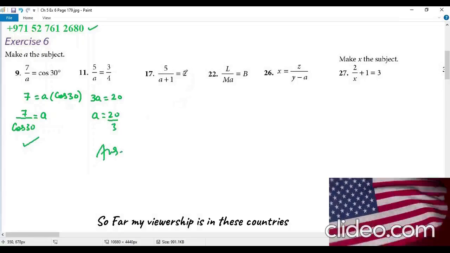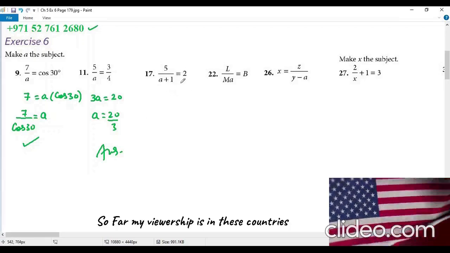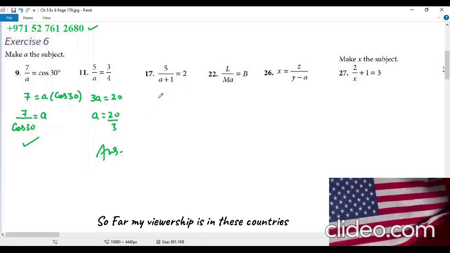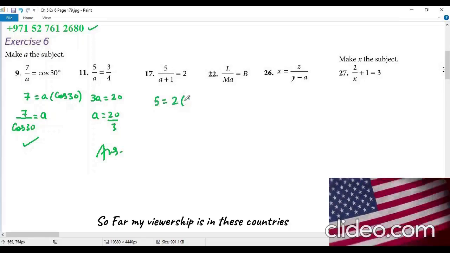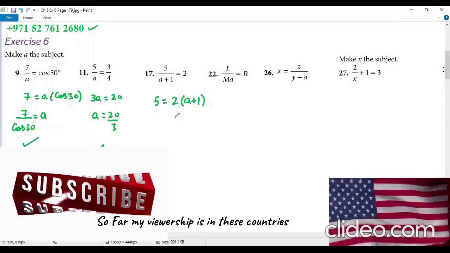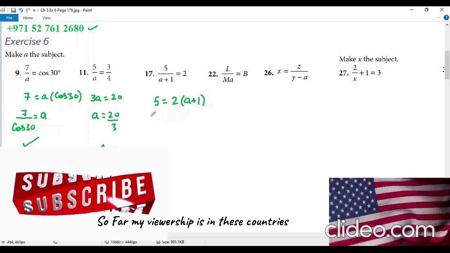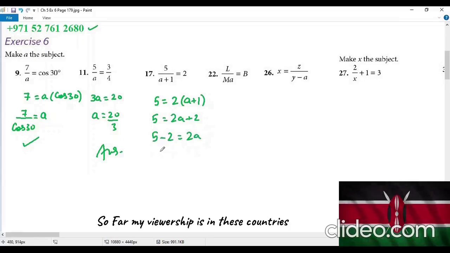When it comes to question number 17, the rest of the questions are in the same format. This is why I've selected this one. Now the first thing that you are going to do is write 5 as it is, and 2 is going to be multiplying by A plus 1. Since A plus 1 is dividing 5, on the other side it will go and multiply. Now this gives you 2A plus 2. Now 5 minus 2 is going to give you 3, and 2A is multiplying on the other side, so it will go and divide 3, and this is going to be your answer.